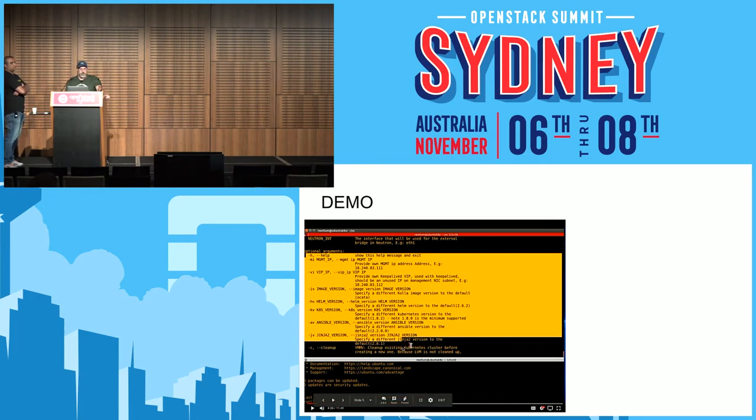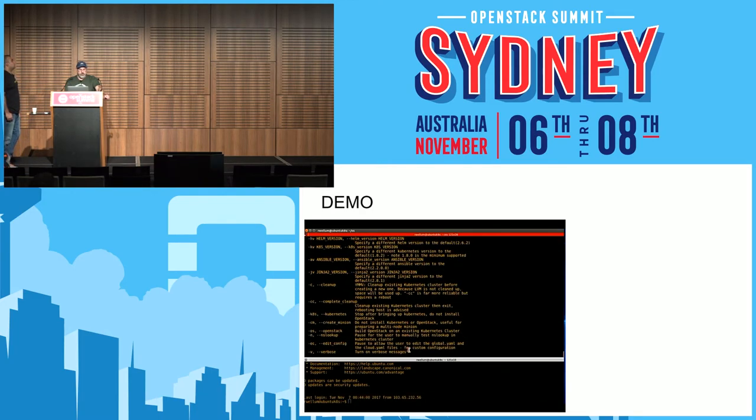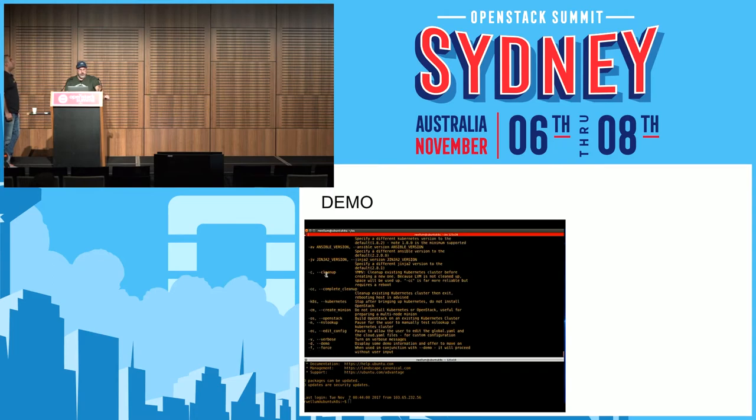However, everything's overridable. You can put in your own management IP. You can put in a VIP for keepalive. You can specify what image you would like to run, Okata, Pike, Master. They all work. You can mess with the tool versions as well if you're really interested. The tool cleans itself up between runs. And there's just a few other things that are interesting here.